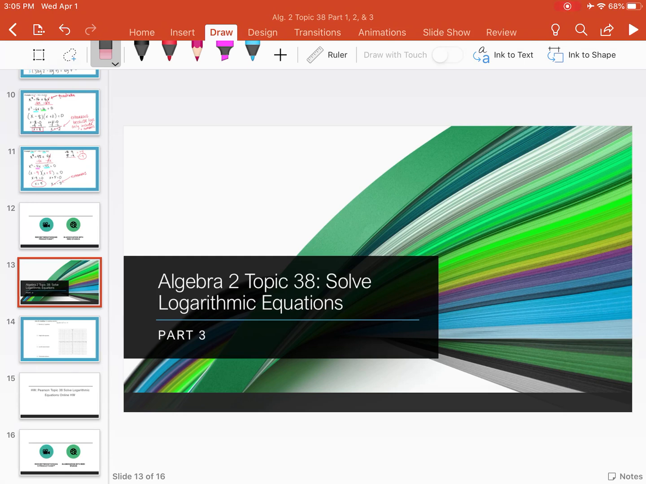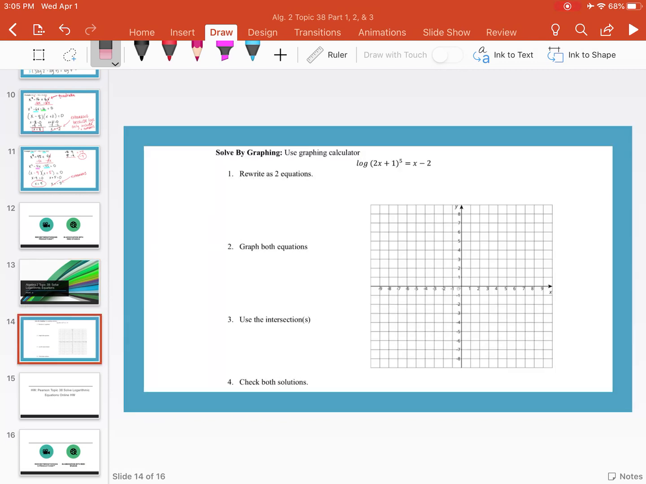Welcome back to Topic 38, Solving Logarithmic Equations for Algebra 2. In Part 3, we're going to practice solving by graphing. So if you do not have a graphing calculator handy, feel free to use Desmos.com.